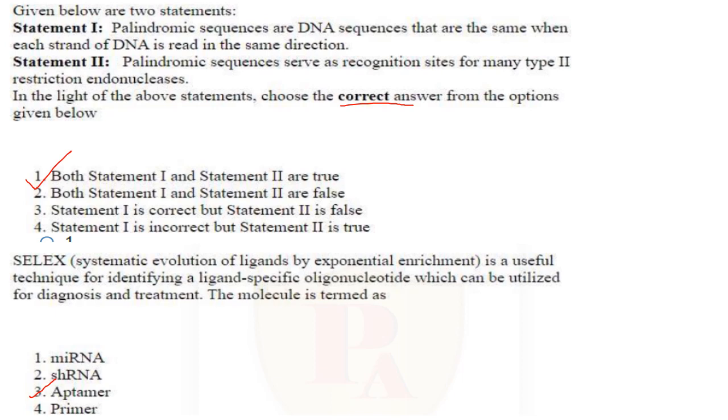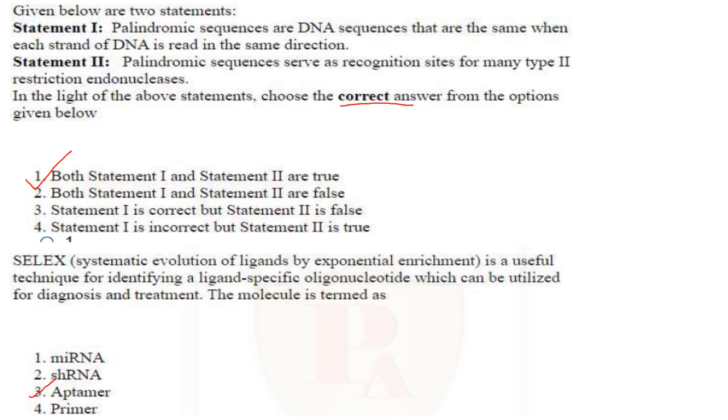And palindromic sequences are usually recognition sites for restriction enzymes. Then statement 2: Palindromic sequences serve as recognition sites for many type 2 restriction endonucleases. That statement is also correct. So both statements 1 and 2 are correct. Answer is option 1. Then next one.